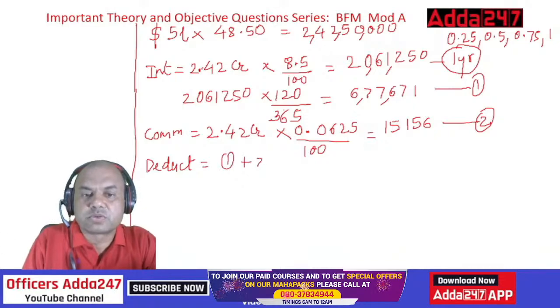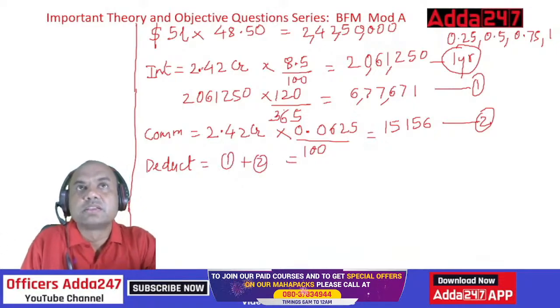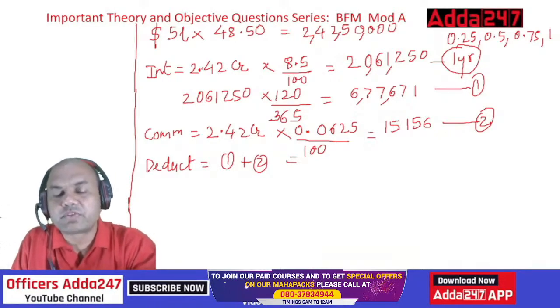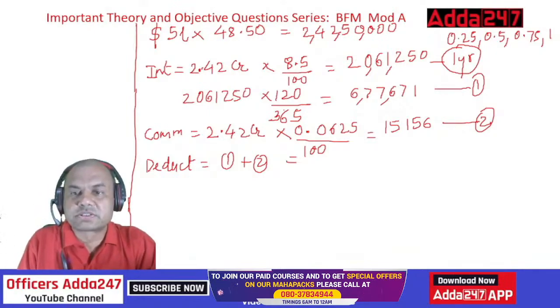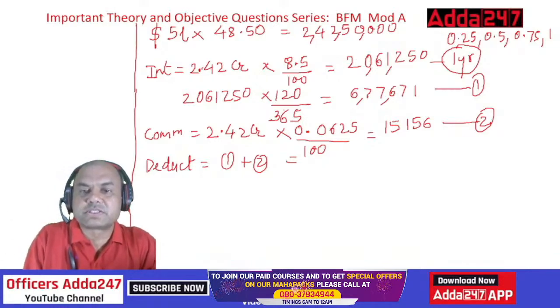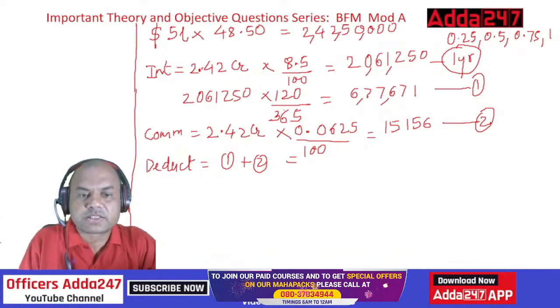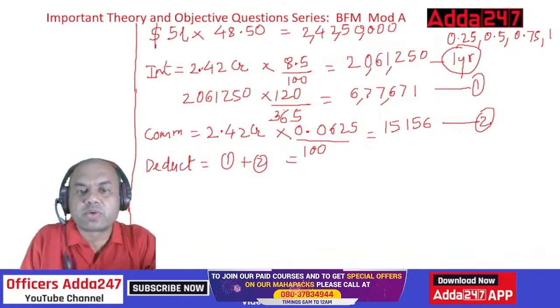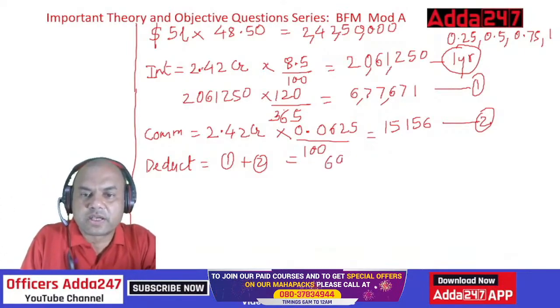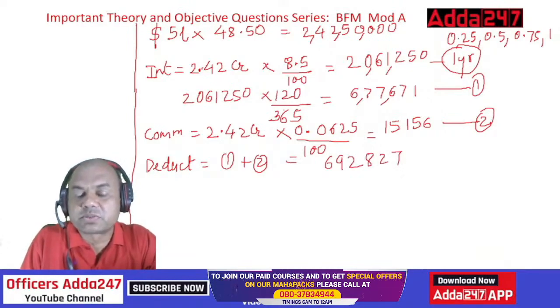What is 1 plus 2 now? 677,671 plus 15,156. Do it. So it is 692,827. This much amount is to be deducted.